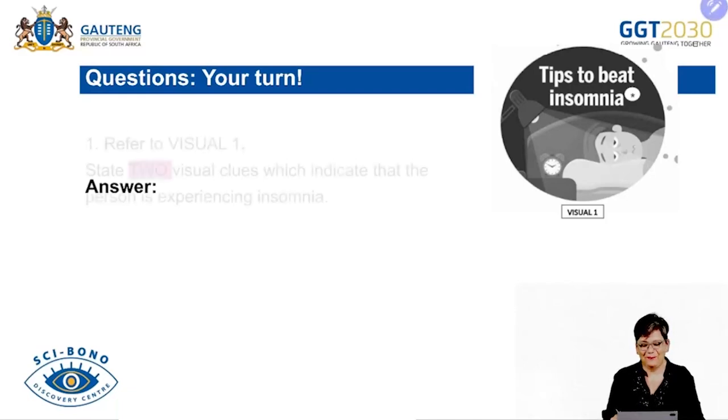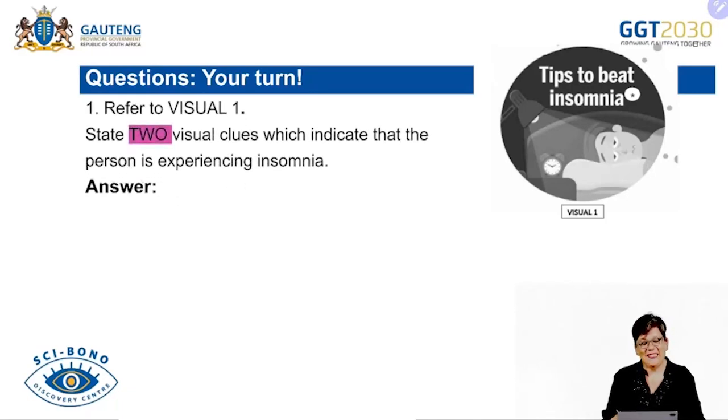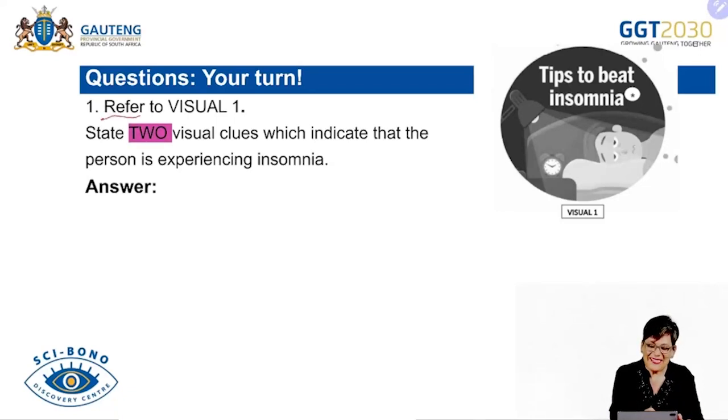Now, there we go. It starts off by saying refer to visual 1. Now, this is very important. When they refer you specifically to a visual, please focus on that one. Put your little magnifying glass on that visual and look at it very closely. Now, you know by now, when you do questions, you have to find your question word. Our question word is state.